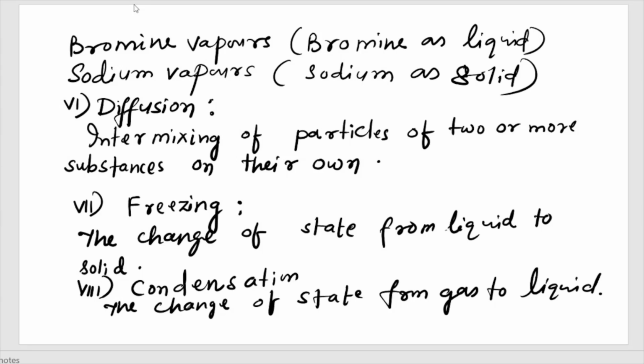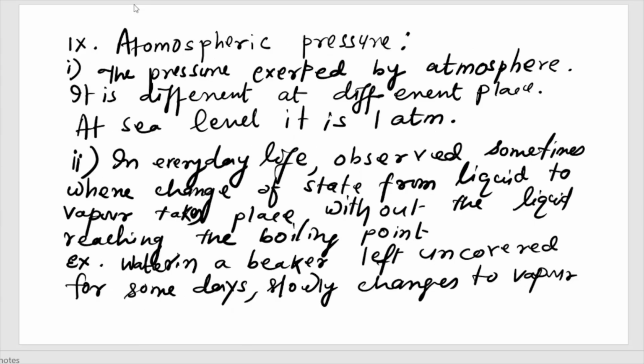And freezing. What is freezing? Change of state from liquid to solid. Condensation, just like this, is change of state from gas to liquid. When gas changes to liquid, that is called condensation. When the state changes from liquid to solid, this is a process that is going on. After that, you can note the temperature, which is the freezing point or solidification point.